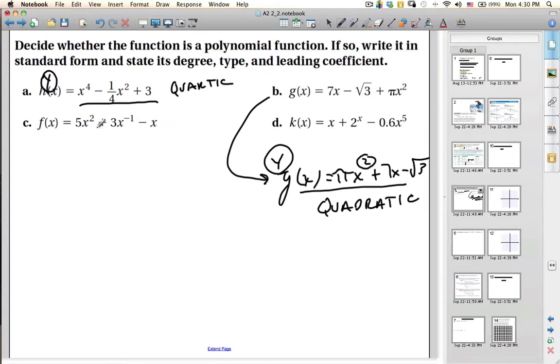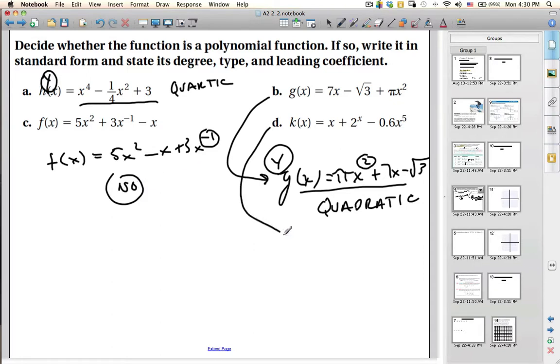If we take a look at this one, 5x squared plus 3x to the negative 1 minus x, well, you could think, let me put it in descending powers. But I'm not allowed to have a negative exponent in a polynomial function, so the answer here is no.